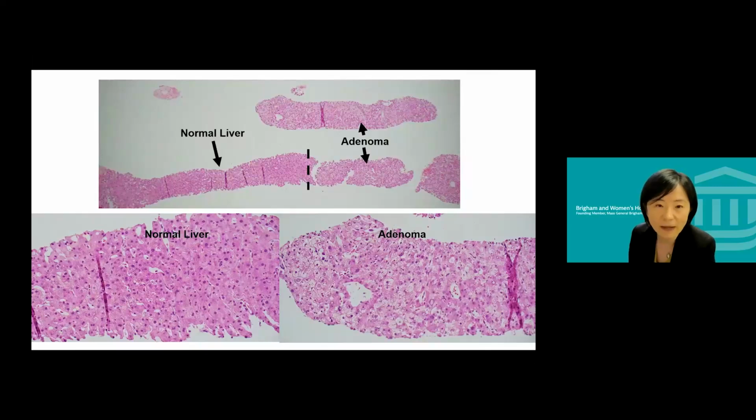This is another liver mass from a 55-year-old woman. Again, there are some subtle morphologic differences between the normal liver and the adenoma. The adenoma cells seem to be slightly larger, and many of them have this big balloon-like degeneration kind of change.